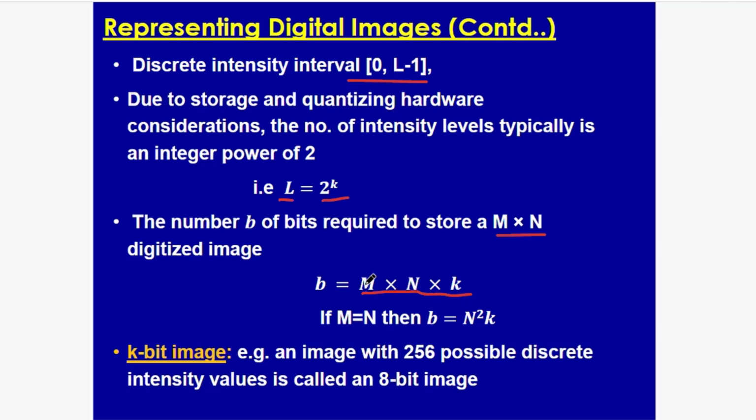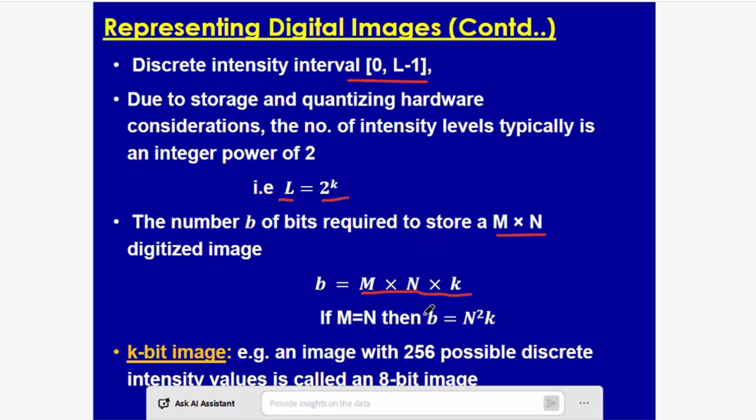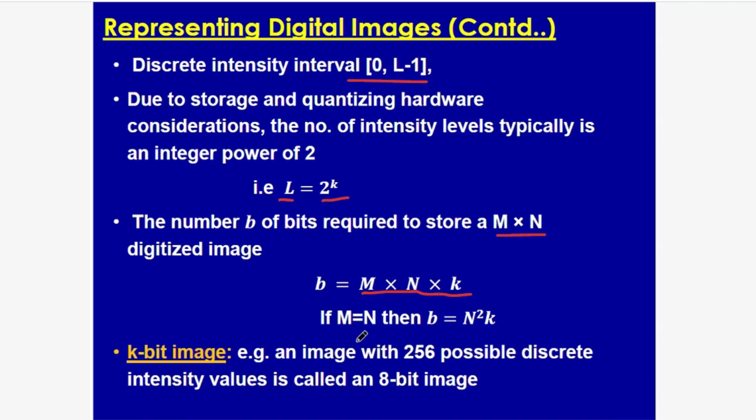What is this m? The number of rows. And what is this n? The number of columns. You have that number of pixels, and suppose you take a gray level image, every pixel is an 8-bit image. So how many bits are required for that gray level image? You have to get the total number of pixels, and for every pixel, you have to assign 8 bits. So totally the number of bits required to store an m by n digitized image is b equal to m into n into k. So if m is equal to n, then b equals n square k.